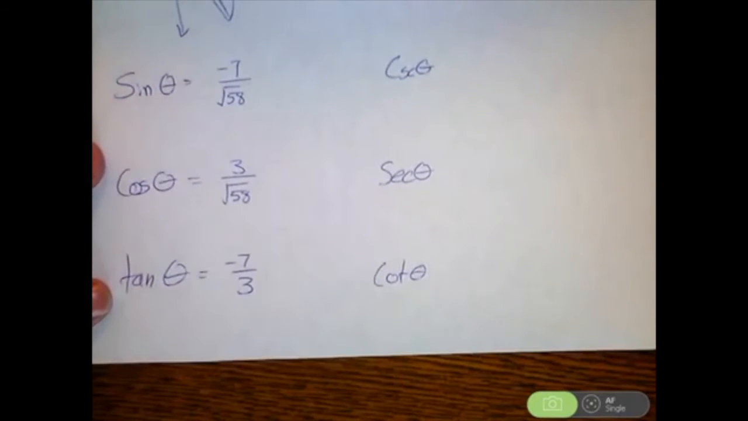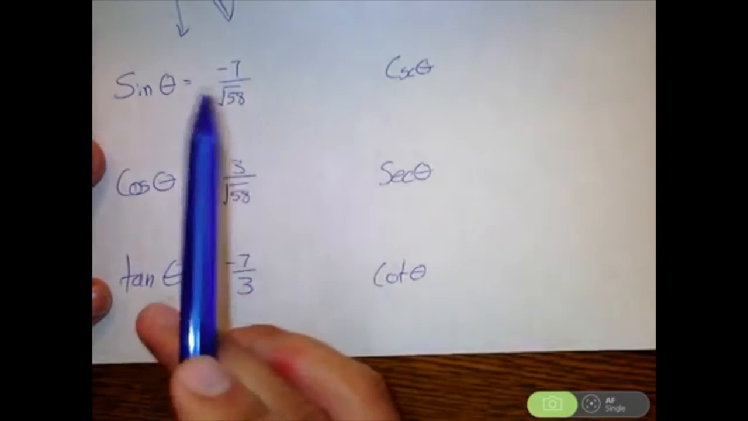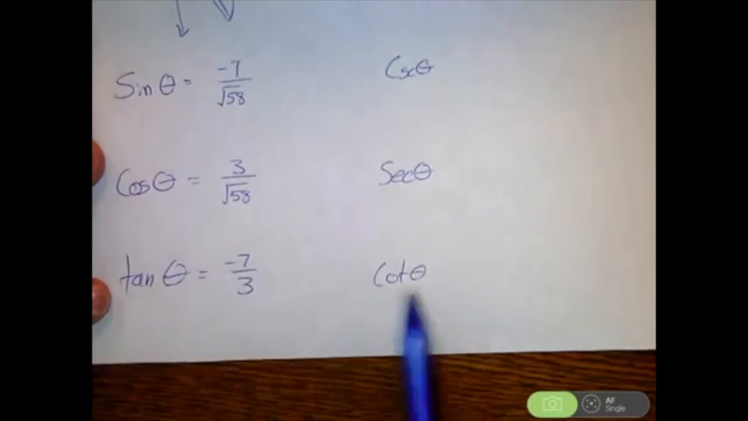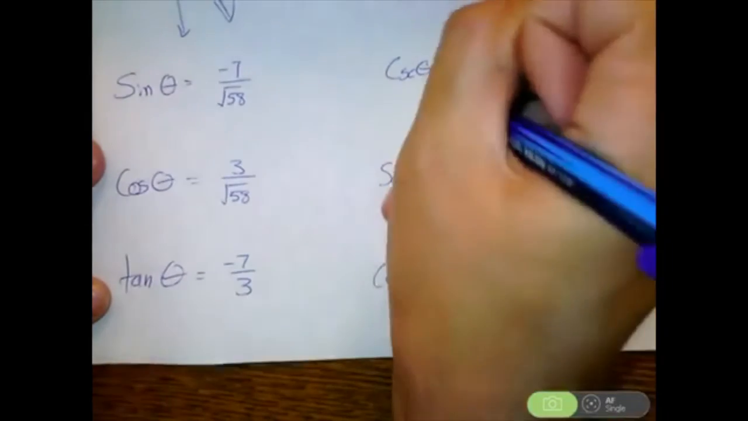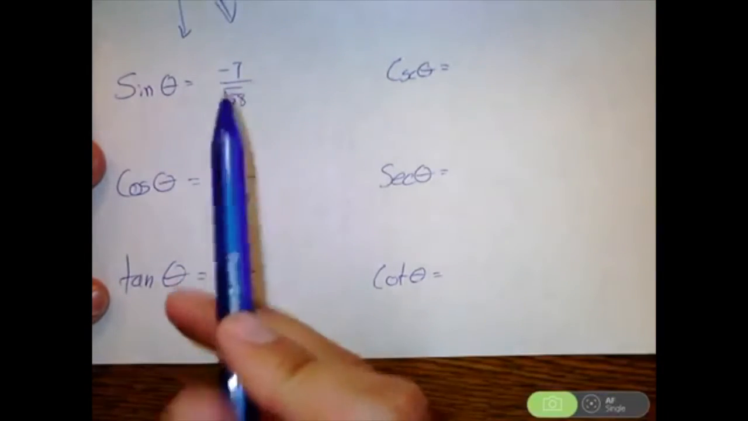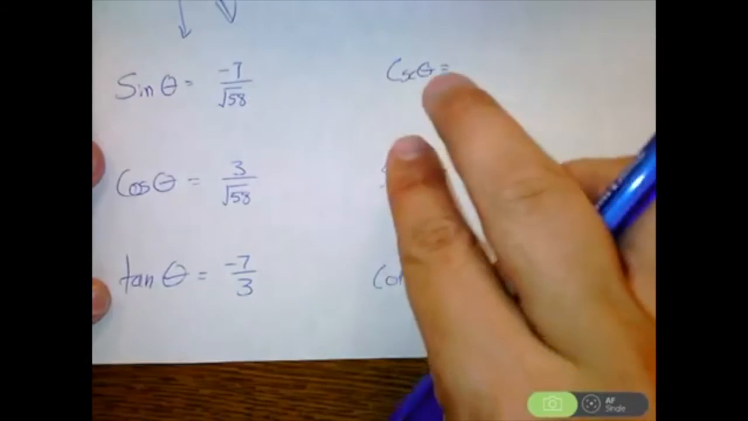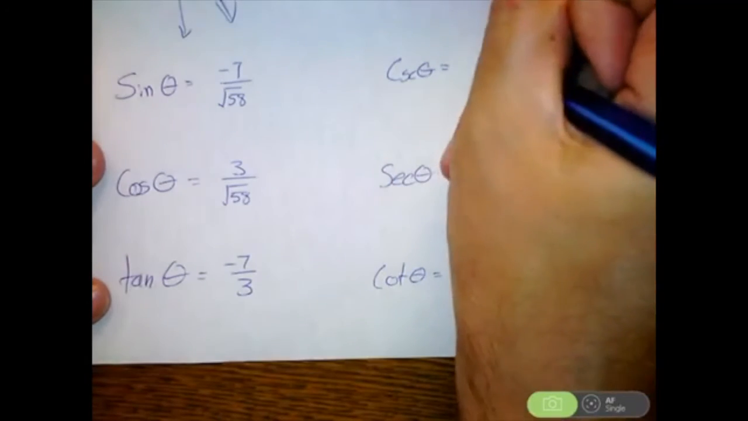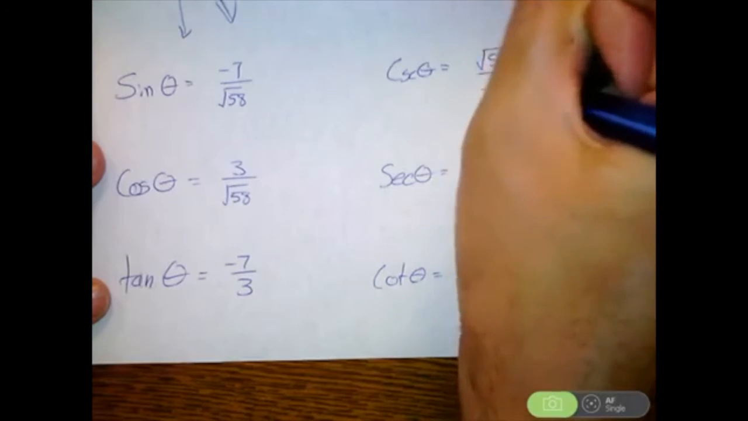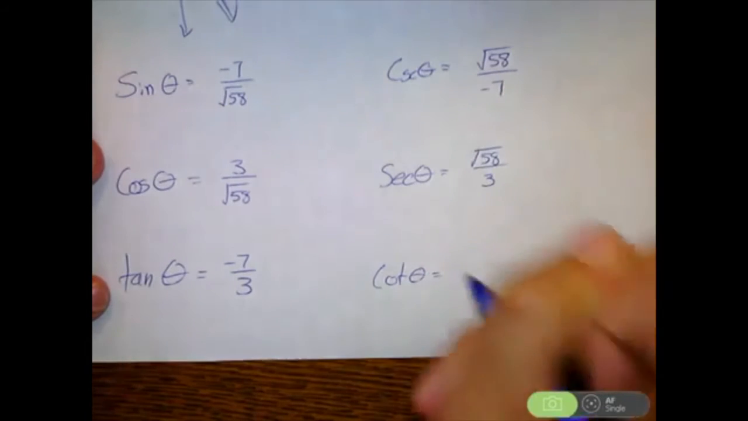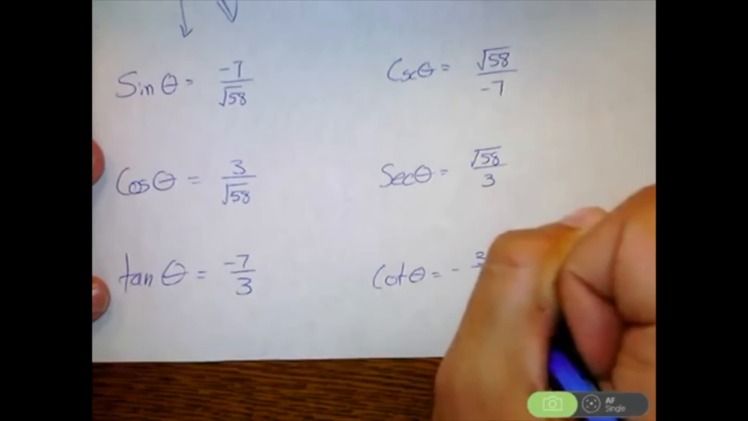In one of my earlier videos talking about trig, we talked about the link between sine, cosine, and tangent, and cosecant, secant, cotangent. The link is straight across. Sine and cosecant are together, cosine and secant are together, tangent and cotangent are together. In order to find these other three trig functions, all you're going to do is take the reciprocal of these three. Reciprocal means we're going to take this fraction and flip it. So I'm going to end up with the square root of 58 divided by negative 7, the square root of 58 divided by 3, and negative 3/7.